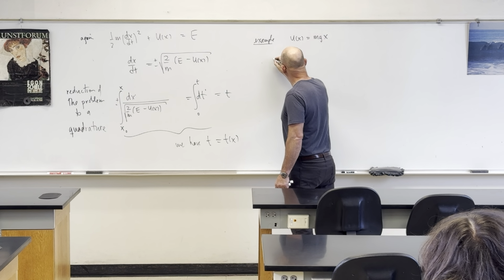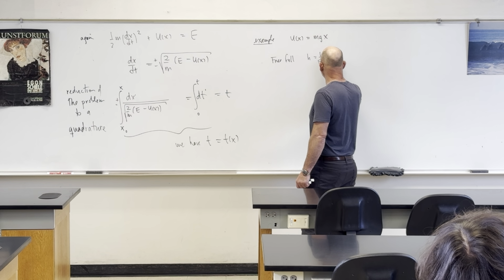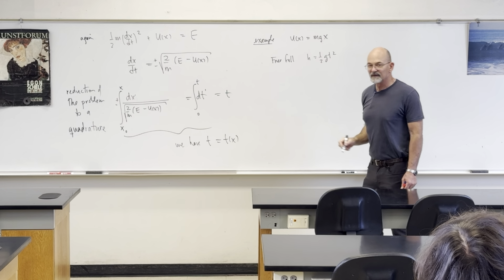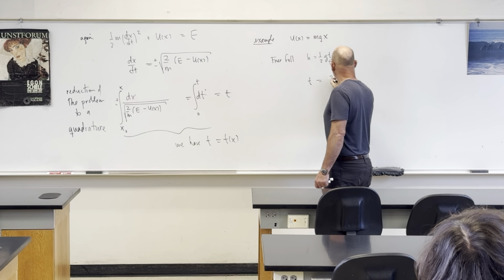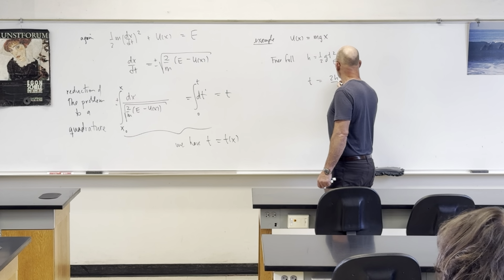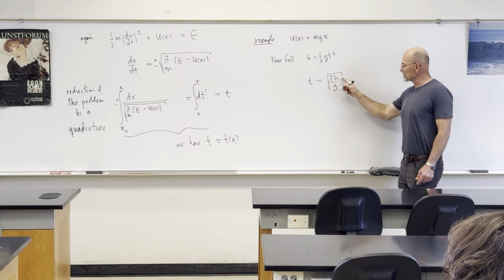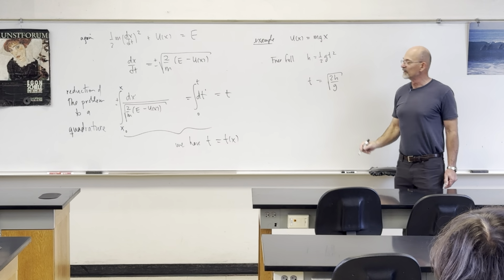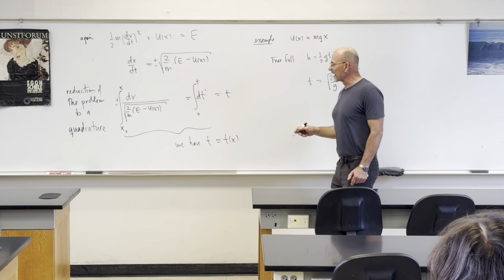We know that for free fall, we could say h is equal to 1/2 g t squared. And if we solve for t, what do we get? The square root of 2h over g. And that h could be the height, our x. So you can see how this would work in some cases.